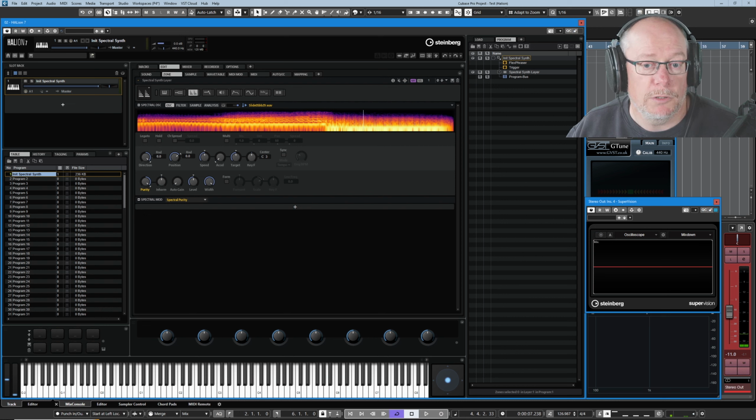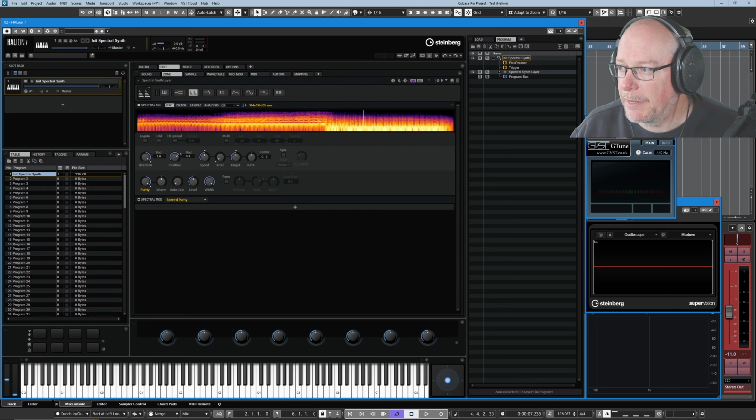With those two controls, you basically know everything you need to know about spectral synthesis. That is why we've gone to all of the effort of importing a sample into a spectral map to play with these two controls. I'll show you another example of these two controls in use in a different context.